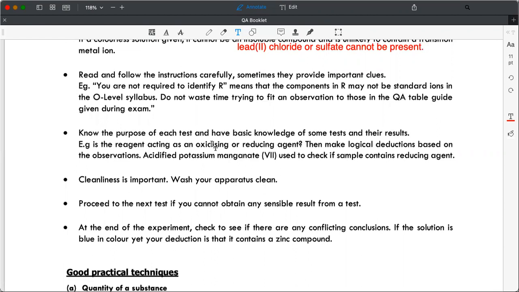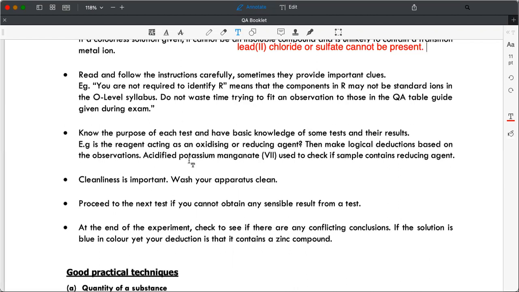You have to know why this reagent was added at this point, why that reagent was added. For example, if you see acidified barium nitrate solution, you must suspect sulfate ions, which could be either a positive or negative test. If the reagent given was acidified potassium manganate, then you are suspecting presence of reducing agent in your sample. So you cannot just do the practical and get the color change without understanding what you're trying to test for.